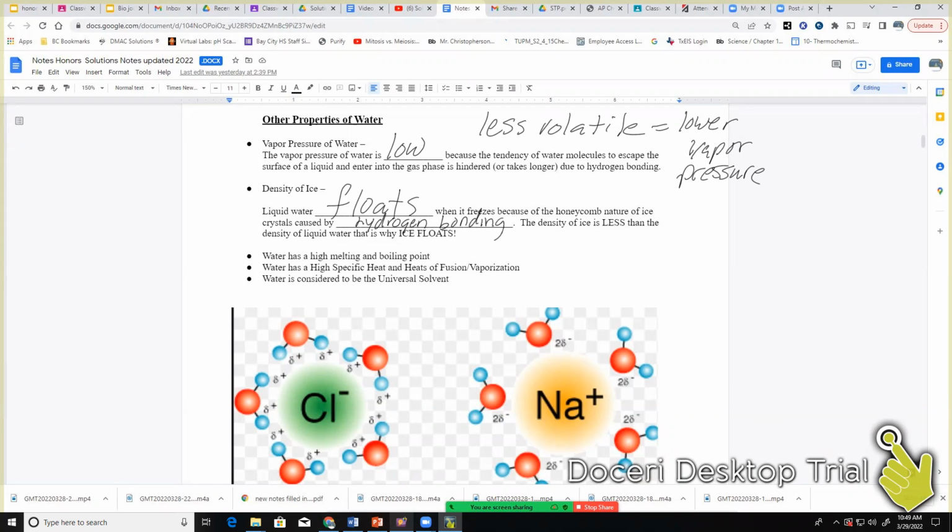When most compounds go from liquid to a solid, that usually makes them more dense and they usually end up sinking. So that's kind of another interesting property of water. Water also has a very high melting point, a high boiling point, and like we said earlier, high specific heat, and it is considered the universal solvent because it can dissolve so many things.